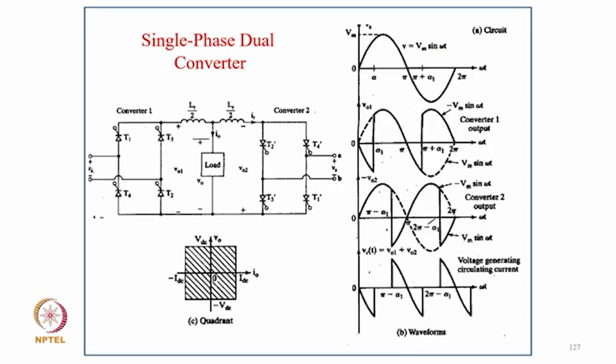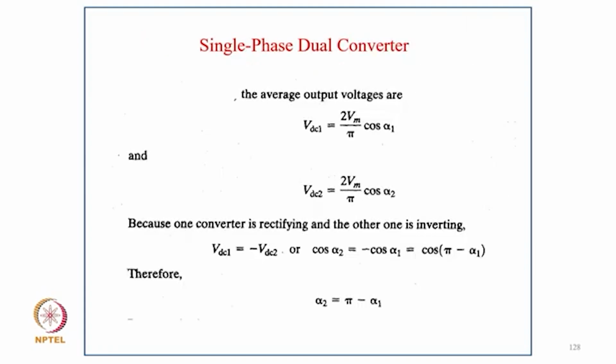And this is the dual converter, and these are the waveforms. The dual converter has different firing angles, and it can operate in all forward and bidirectional current and bidirectional voltage. The average voltage is VDC1 equal to Vm upon pi cos alpha 1, and VDC2 is 2 Vm upon pi cos alpha 2 for the second converter, and one converter is rectifying, another is inverting.